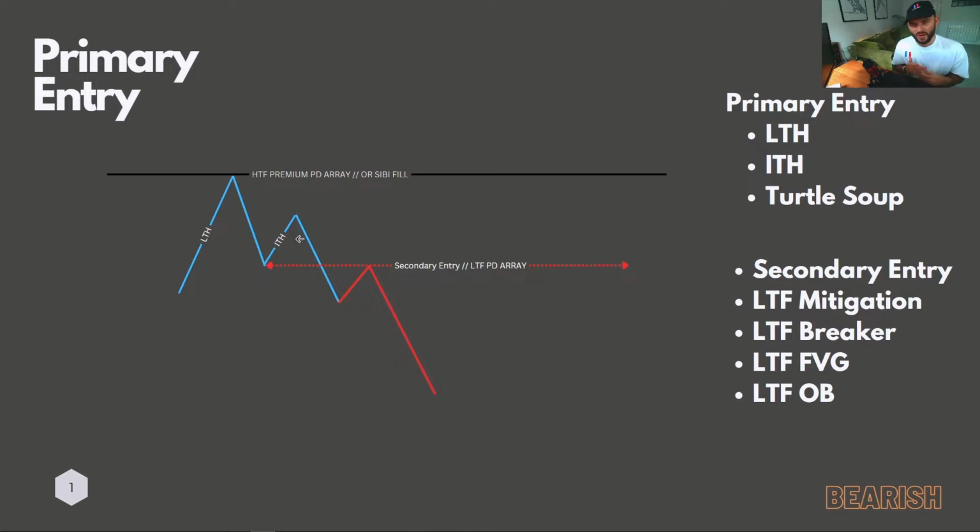Third option for a primary entry is a turtle soup. A turtle soup is when we are anticipating buy side. In this example, because we're looking for bearish continuation, we'd be looking for buy side to be purged before continuation. For an example, in the PM session, we're looking for a run on lunch liquidity for continuation to the downside during the PM session. That would be a turtle soup setup.